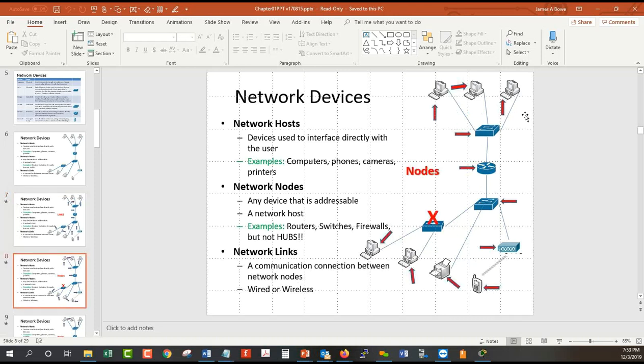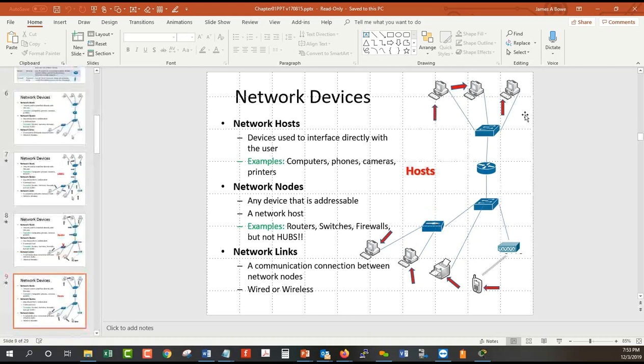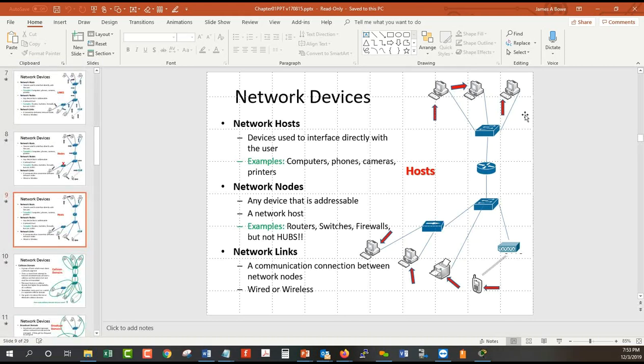Network links. And these are your nodes. So everything is a node. Generally, nodes are anything that's addressable. And I've got an X over this hub because hubs are generally not addressable. However, you can purchase a manageable hub. You really don't see them anymore today. And then these are all of your hosts.